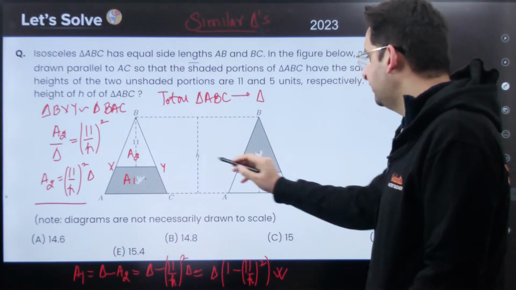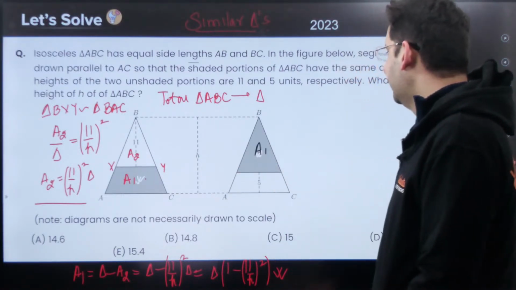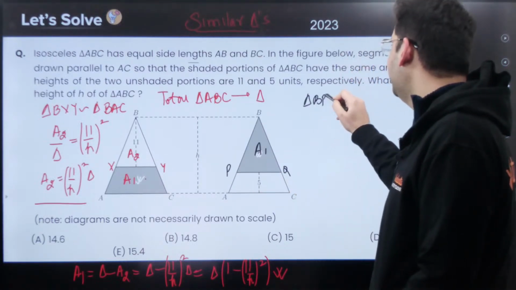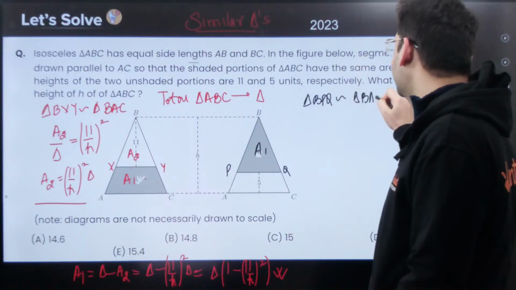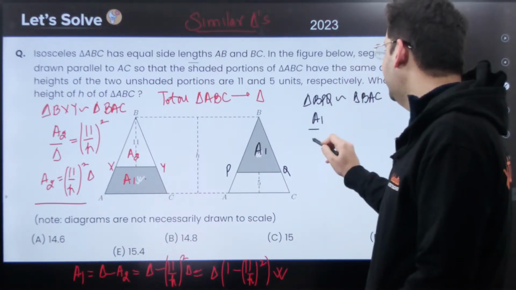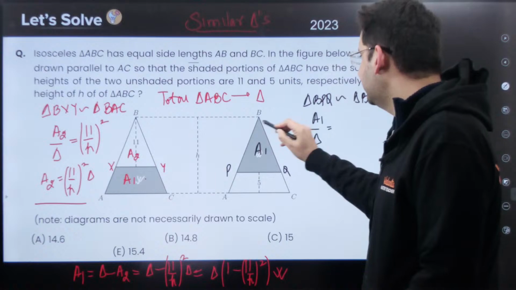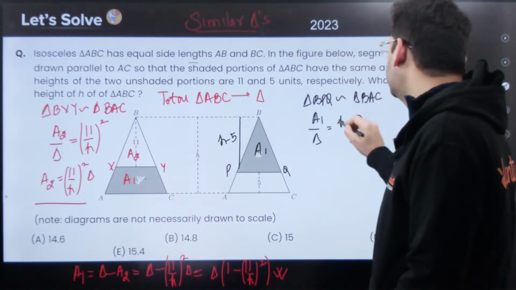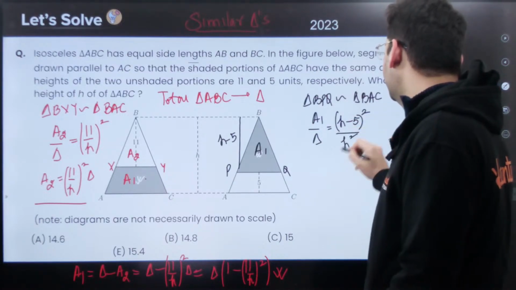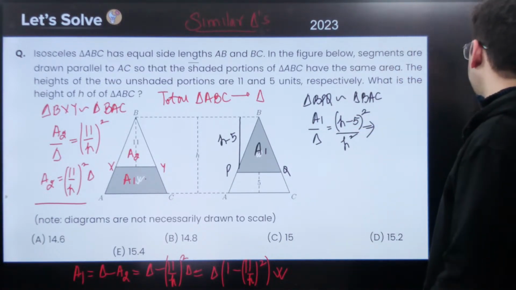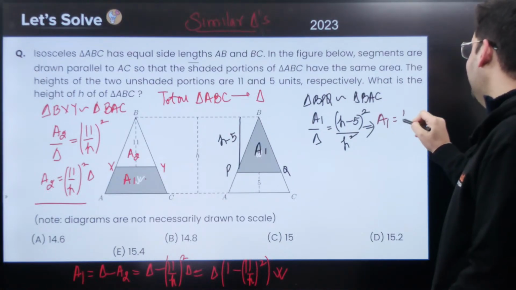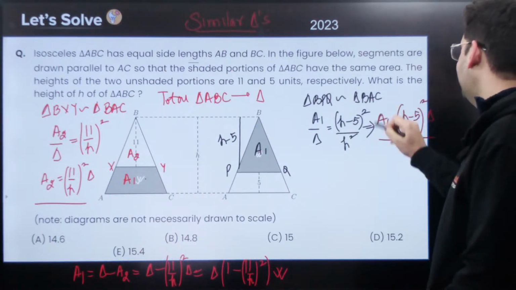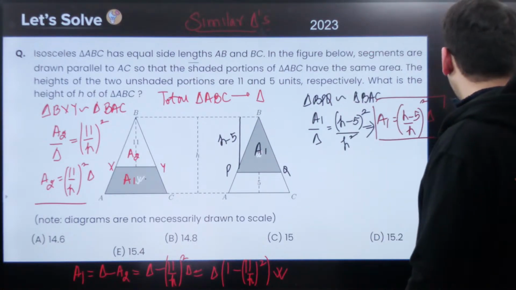Let's find this one. So if this is A1, this is also A1. Now this triangle, let's say this is PQ. So can I say triangle BPQ is also similar to triangle BAC? So A1 by delta is, if this is H, this height is going to be H minus 5, so H minus 5 whole square by H square. So from here we get the value of A1. A1 is H minus 5 by H whole square into delta. So this is A1, and we just equate both A1s.